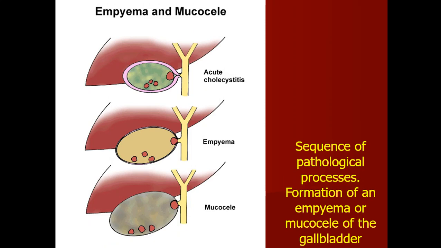So, a stone blocks the gallbladder. If infection comes there, you will have empyema. But if you don't have infection, just the blockage with no inflammation, sometimes that happens, you will have mucocele. On this picture, you can see that it happens when the block doesn't disappear.